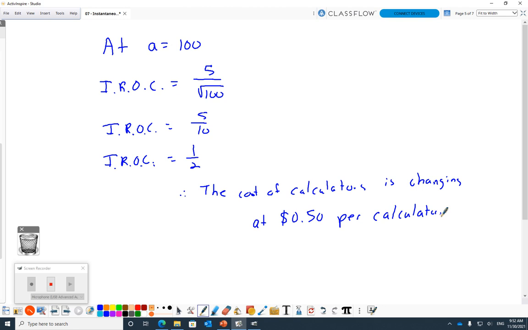Now, I don't know if it gets down to 50 cents per calculator. I don't know about that. But the next one costs less and less as you go along. Questions there?